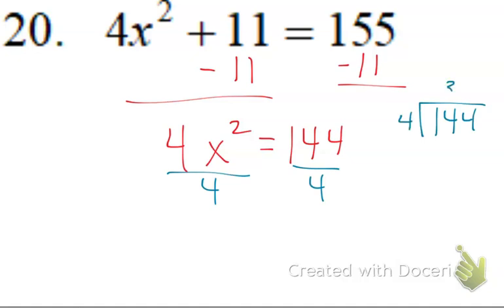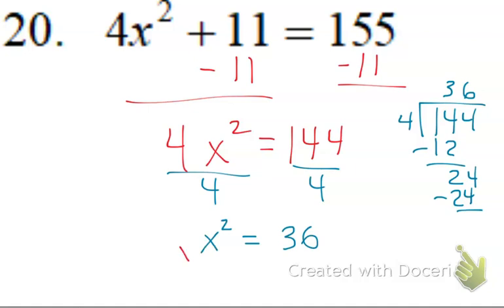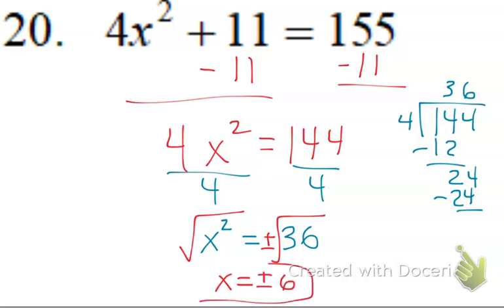4 goes into 14 3 times, multiply, you get 12, subtract, you get 2, bring down the 4. 4 goes into 24 6 times, 6 times 4 is 24, subtract, no remainder. So we have x squared equal to 36. To get rid of squared, square root. Don't forget about the positive or negative, and so we get positive or negative 6. Hopefully you've been able to figure out any mistakes that you had. As always, feel free to pause and rewind and listen to it again if you need to.